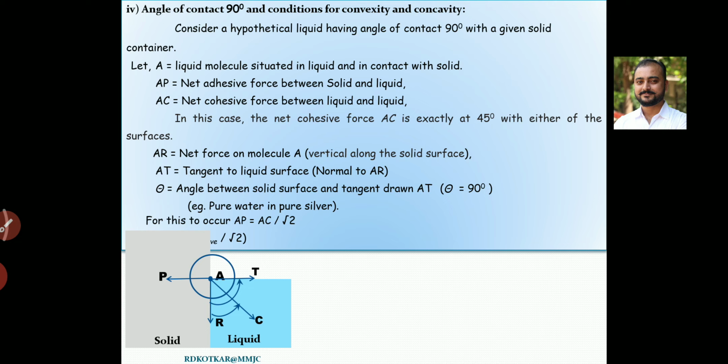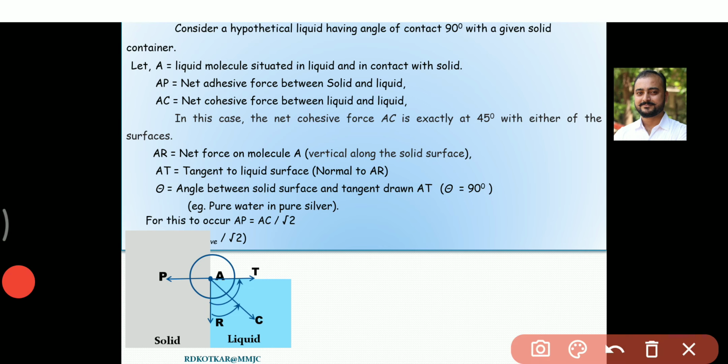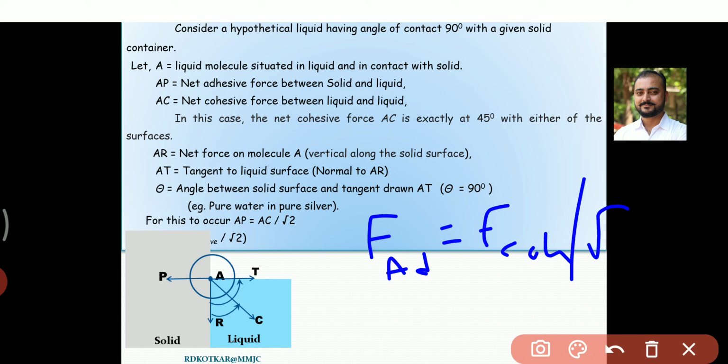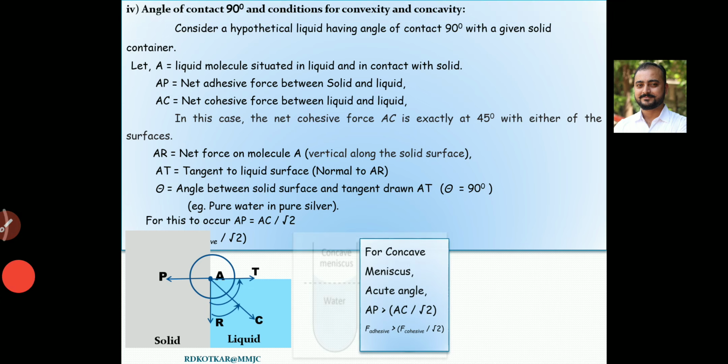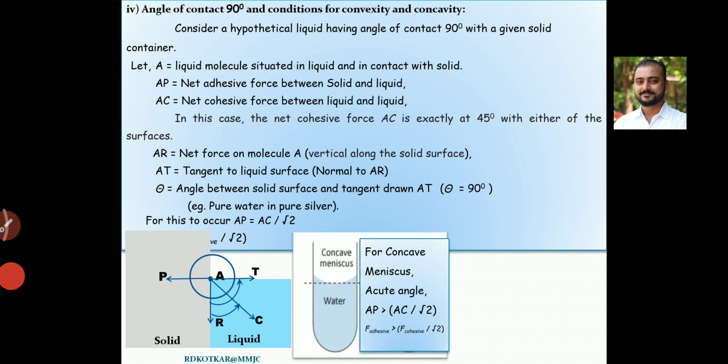This can also be written simply as: adhesive force is equal to cohesive force divided by root 2. So adhesive force is equal to cohesive force divided by root 2. It's a simple one, okay. In a similar manner, now we have to study the conditions for producing the concavity and convexity.